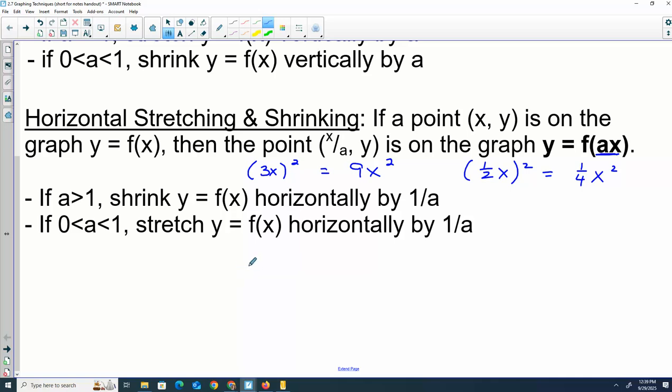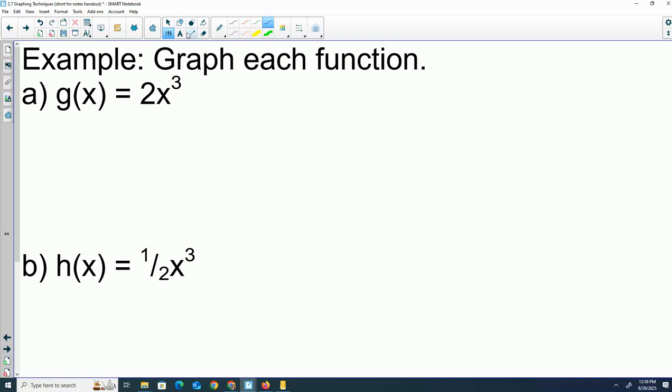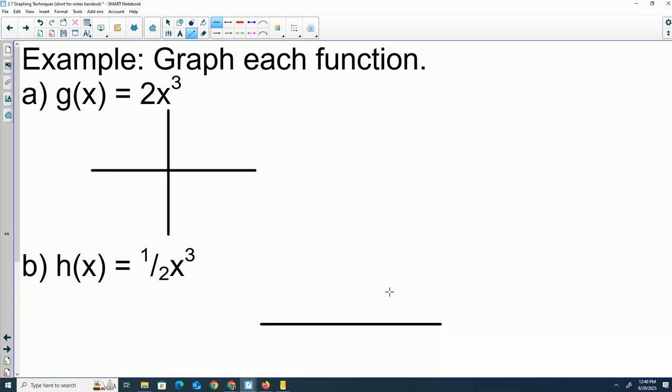So what we're going to do is practice on a few functions here and see if we can get a feel for this. If I asked you to graph g of x equals 2x cubed, in general, I am going to ask that you do a parent function and a final graph. The parent function is our basic functions that we were talking about last week, and when we graph those, we will do them as a dashed line.